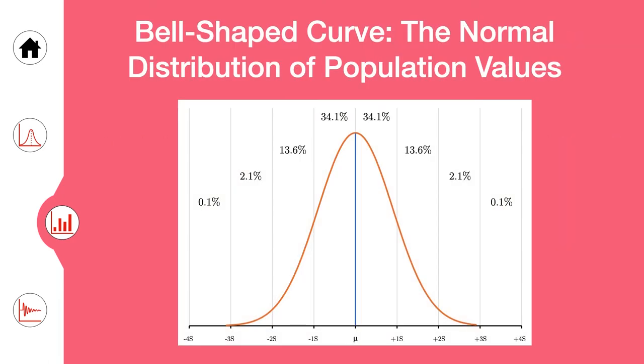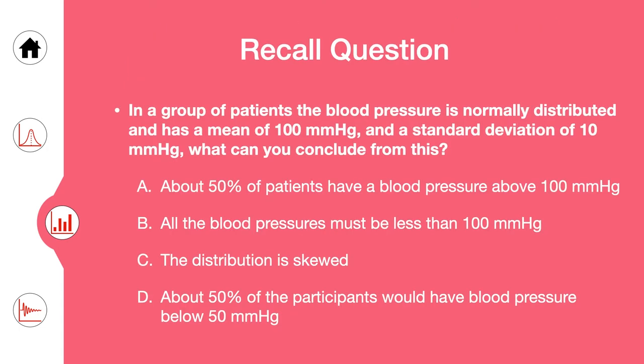Let's take a look. So here's a bell-shaped curve. This is the normal distribution of population values, you can see it over here. And you can see that the mean is exactly in the middle. It looks like a really nice bell-shaped curve that is symmetrical. This is the normal distribution.